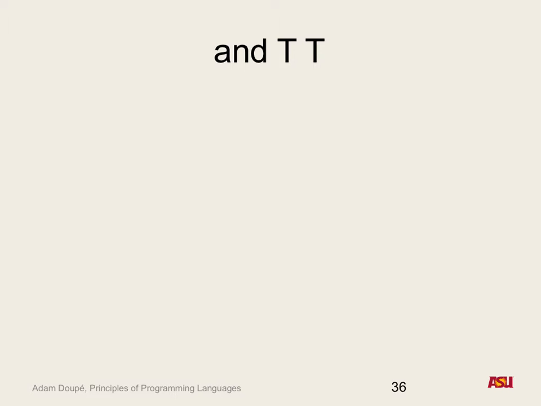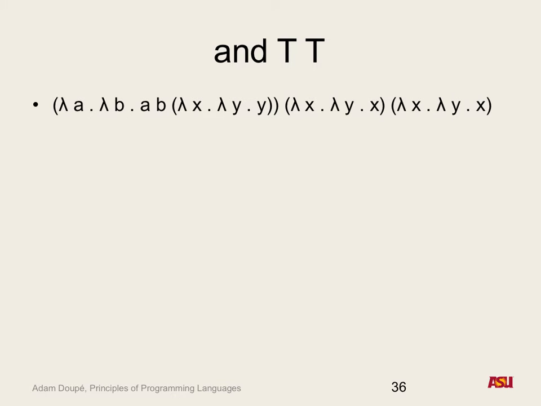So let's walk through this. Let's verify that our intuition of how to build this actually agrees with what this result should return. We have this big expression: lambda a dot lambda b, a b, lambda x dot lambda y dot y, applied to lambda x dot lambda y dot x, and that applied to lambda x dot lambda y dot x. Does it look scary? Kind of, but you just peel it back layer by layer.